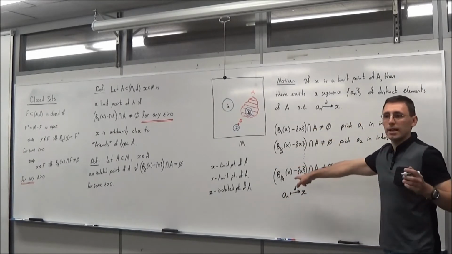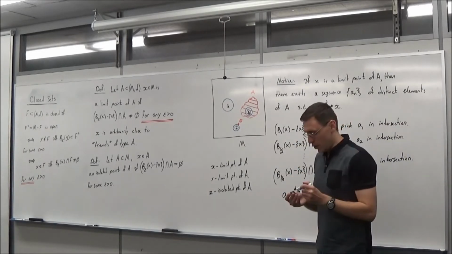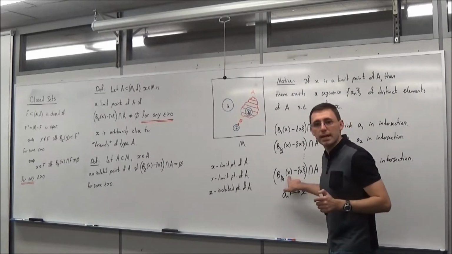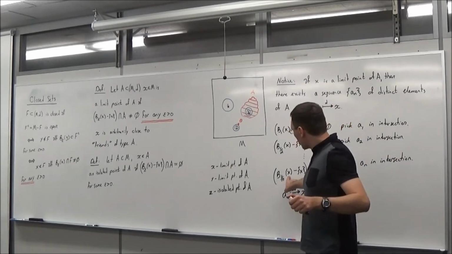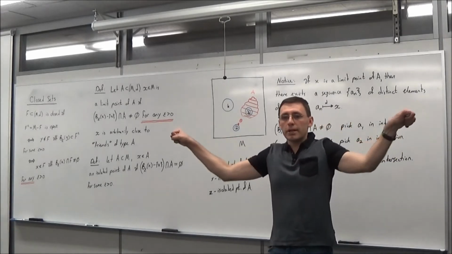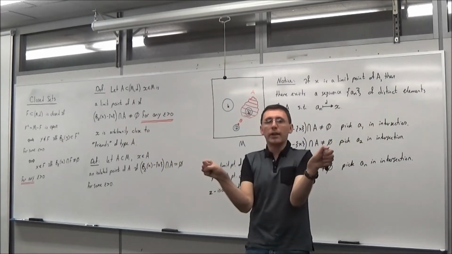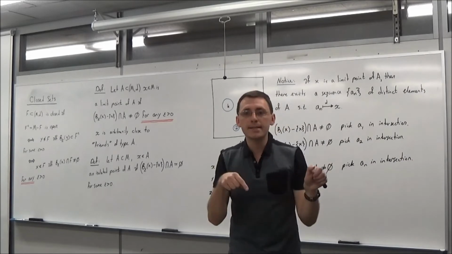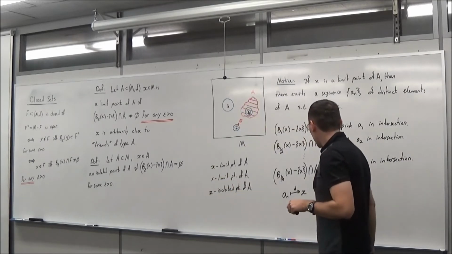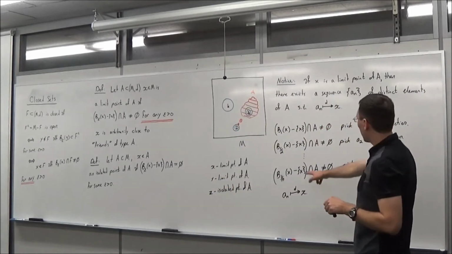Because you can see that they are clustered, right? How do we notice convergence around x? Well, we see clustering. For any epsilon, I pick 1 over n smaller than epsilon by the Archimedean property, and all but finitely many of my a_n will be clustering around the point x.